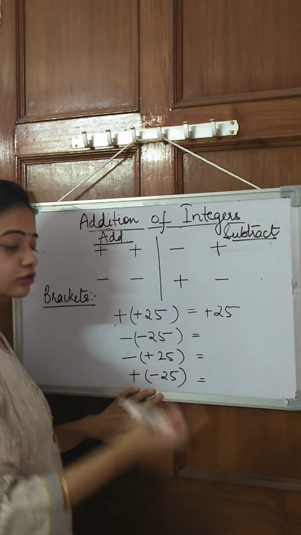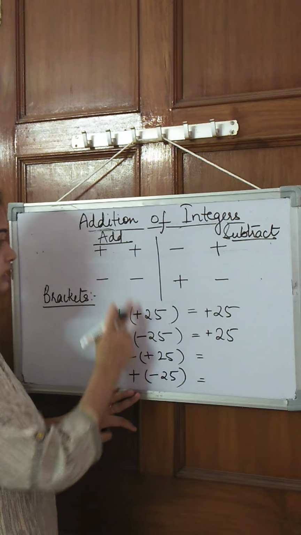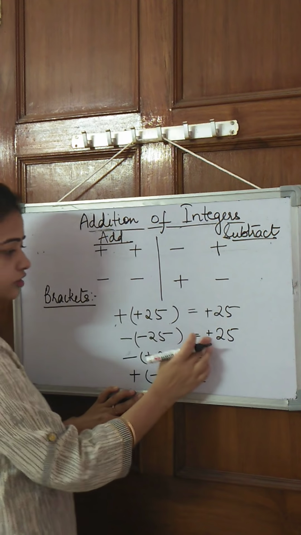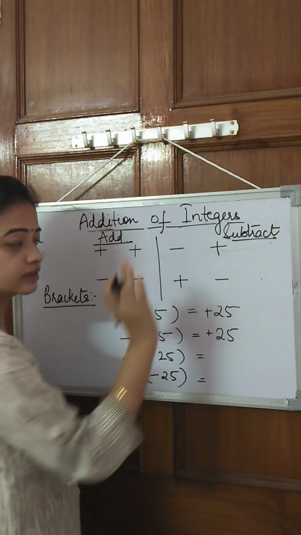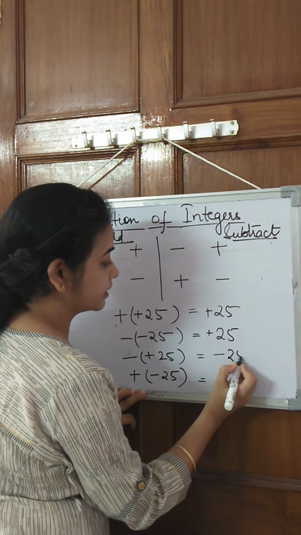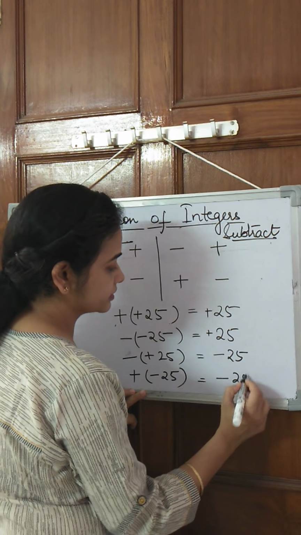Minus minus is also plus, so this also becomes positive. So plus plus is plus, minus minus is also plus, so this becomes positive. Now minus plus or plus minus is minus. So minus plus, the number will become minus. Plus minus, the number will become minus.